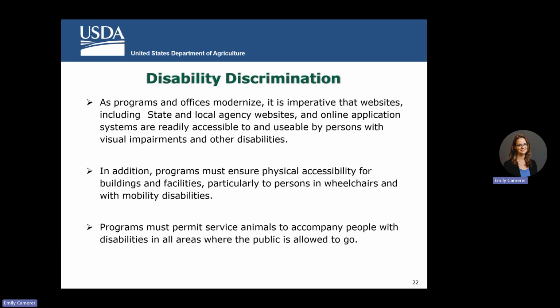As programs and offices modernize, it is crucial that websites, including those of state and local agencies, as well as online application systems, are accessible and usable for individuals with visual impairments and other disabilities. Furthermore, programs must ensure physical accessibility in buildings and facilities, particularly for individuals who use wheelchairs or have mobility disabilities. Additionally, programs must allow service animals to accompany people with disabilities in all areas open to the public.